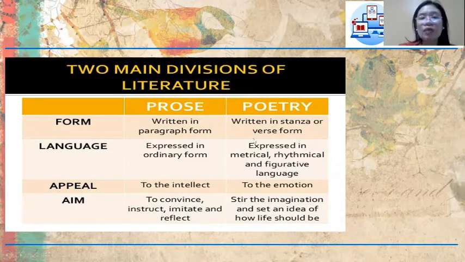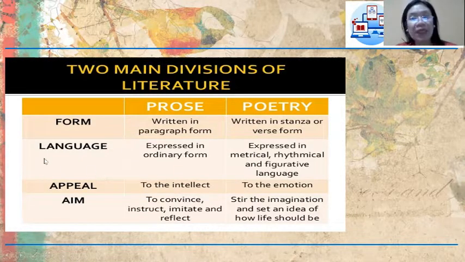Now, in terms of language, prose is expressed in an ordinary form, making use of sentences and paragraphs. Whereas poetry is expressed in metrical, rhythmical form, and we often use figurative language like metaphors, simile, hyperbole, and others.